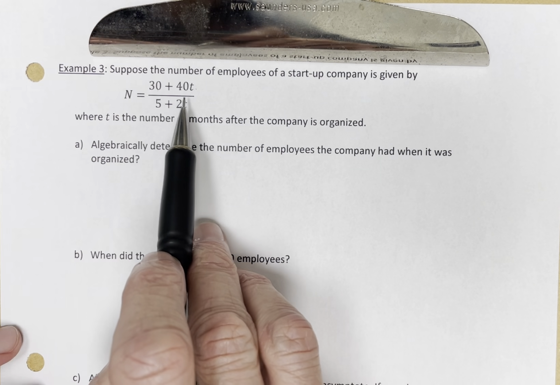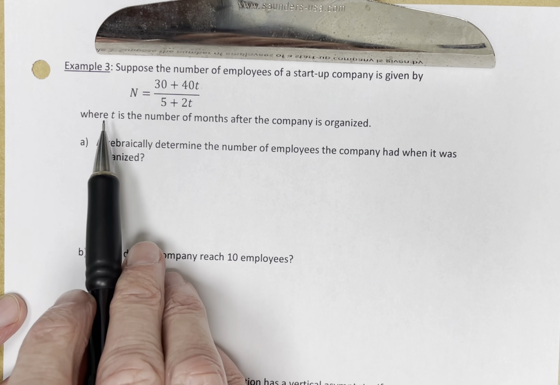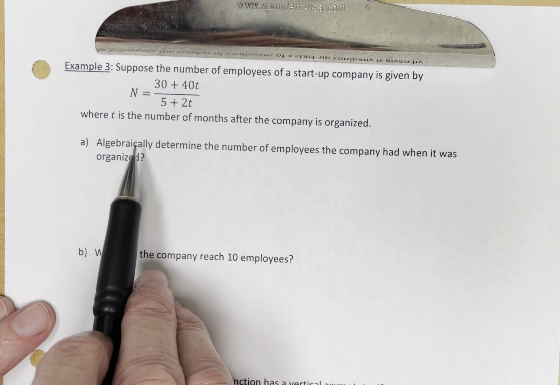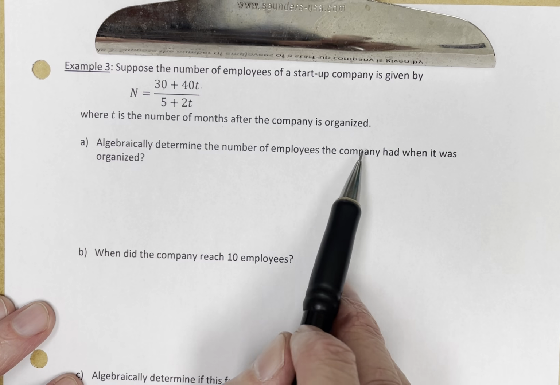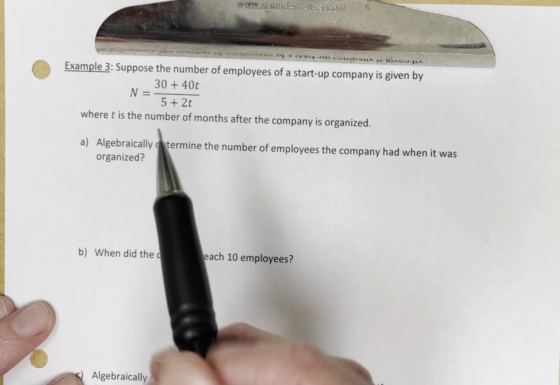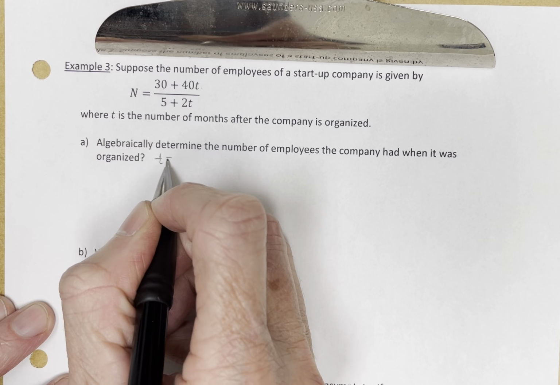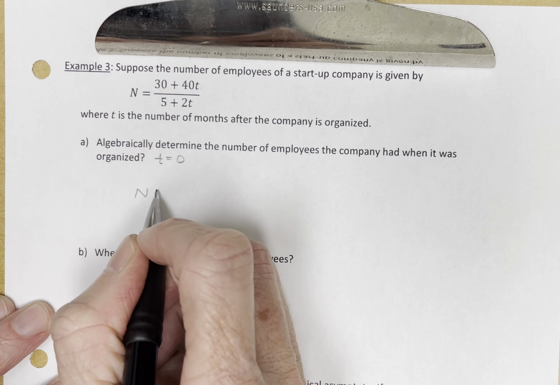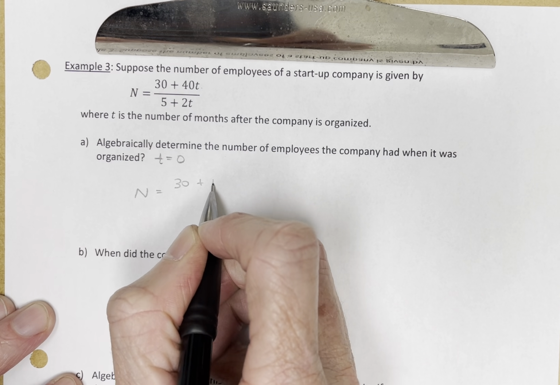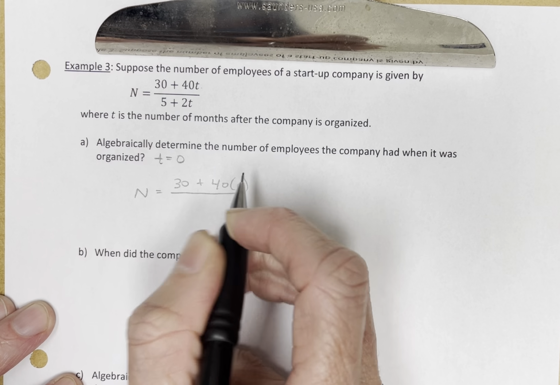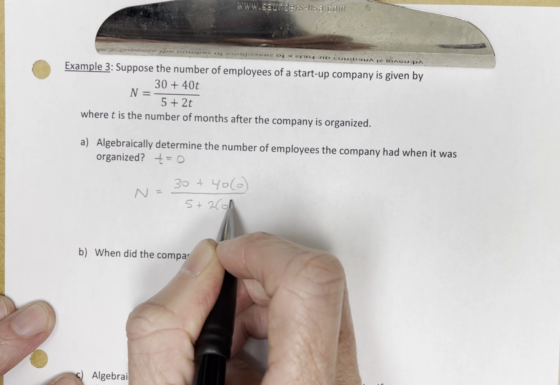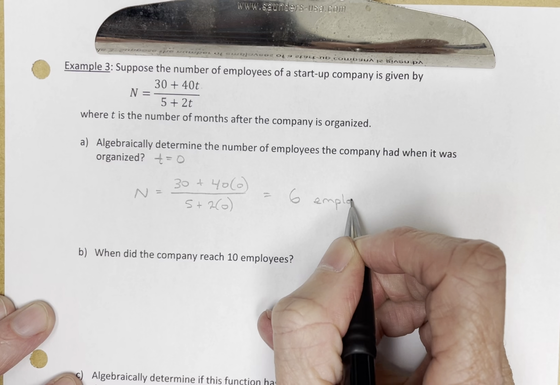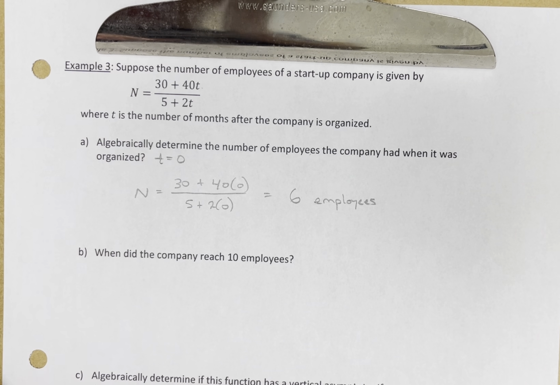N equals (30 plus 40t) over (5 plus 2t), where t is the number of months after the company is organized. Algebraically determine how many employees the company had when it was organized. Well, when it was organized, that means t is 0, because t is the number of months after it was organized. So N equals (30 plus 40 times 0) divided by (5 plus 2 times 0), and that's going to be 6. So they had 6 employees when it was organized.